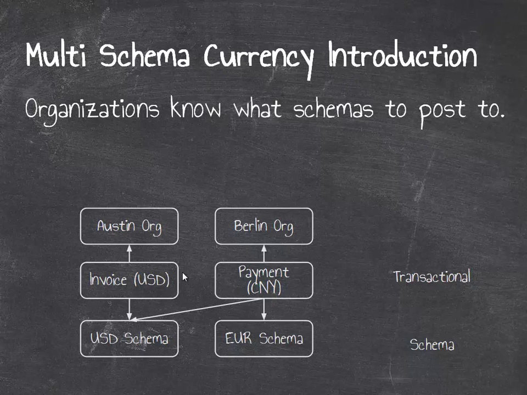What's interesting about this picture is that in the case of the Berlin org, you have a payment that's in Chinese yen, that's the document currency. It's going to post to both schemas. What that means is it's going to post, instead of the normal two records that a payment would post, it's going to post four. Two to the USD schema and two to the Euro schema.